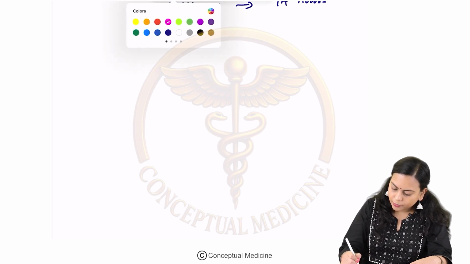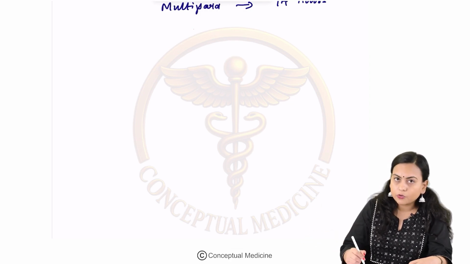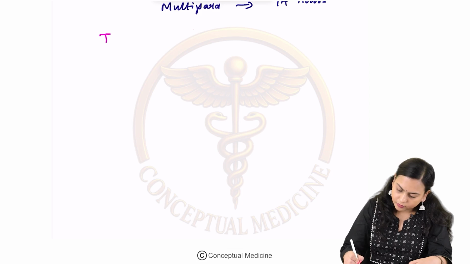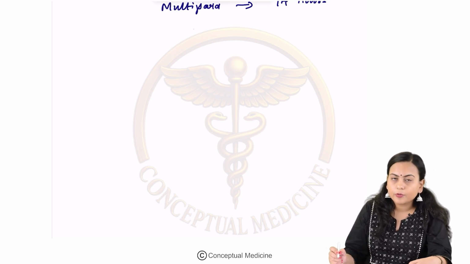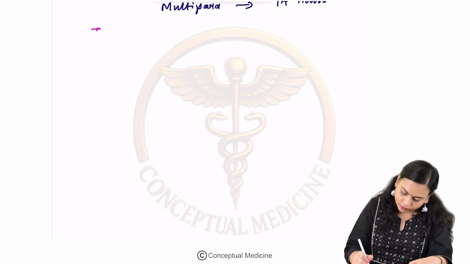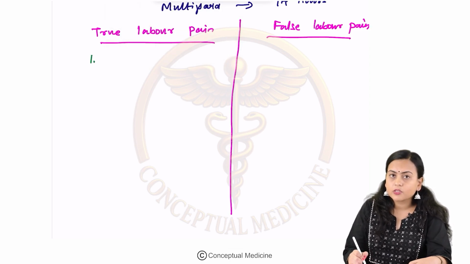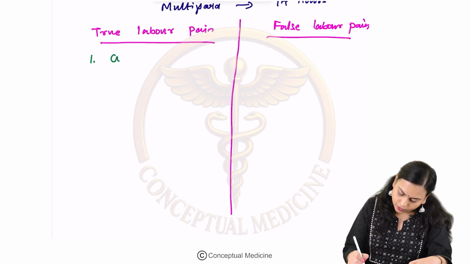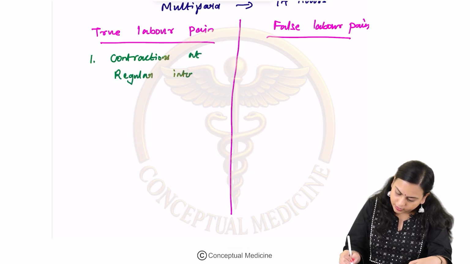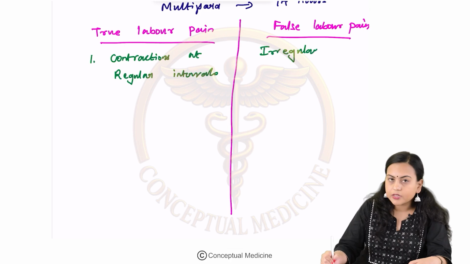So at this point, I want you to make clear about the difference between true labor pains and false labor pains. In true labor pains, contractions are going to occur at regular intervals, whereas in false labor pains, they are going to occur at irregular intervals.